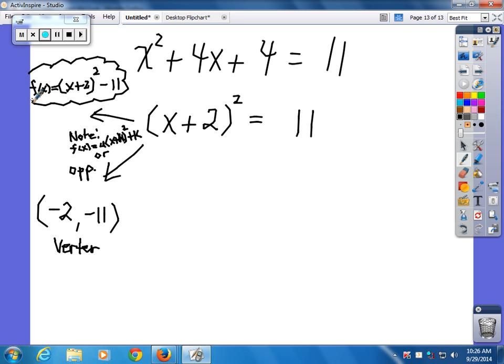And this arrow, I'm going to say, solve for x. So I'm going to rewrite it. X plus 2, quantity squared, is equal to 11. I want you to solve this. Do not use a calculator, because you don't need one.